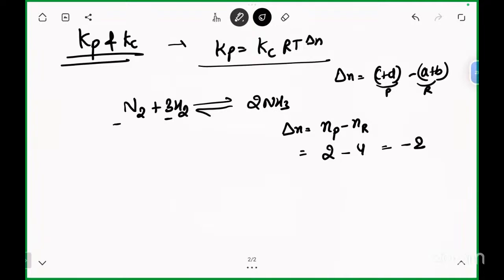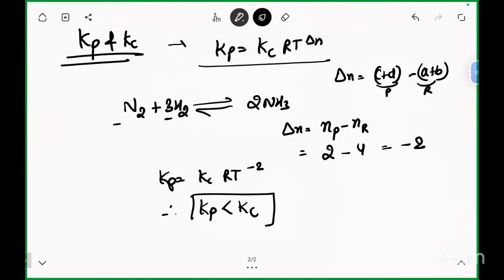So in this particular case it will be Kp equals Kc (RT) to the power minus 2. In this case you have to remember that Kp will be less than Kc. So you have to do it like this. So the question can be asked like this.